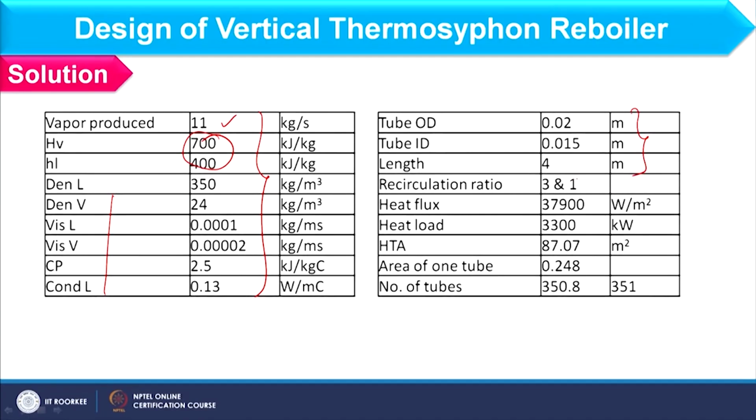Recirculation ratio is 3:1. Maximum heat flux is 37900, that we already have discussed, that it is for vertical thermosiphon reboiler. So, accordingly we can find out heat duty depending upon vapor generation and latent heat of vaporization. Total heat transfer area we can obtain as 87.07. Area of one tube considering L effective you can find as this. So, total number of tubes you can find as 351.